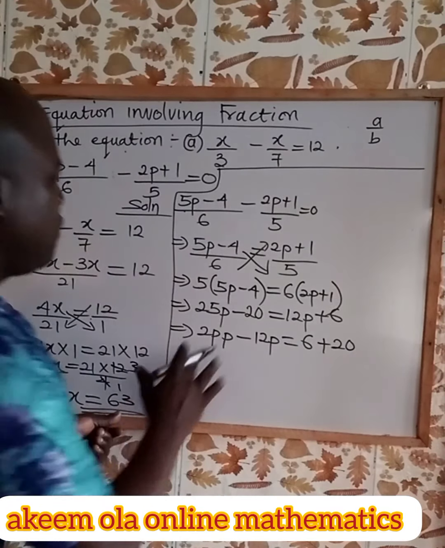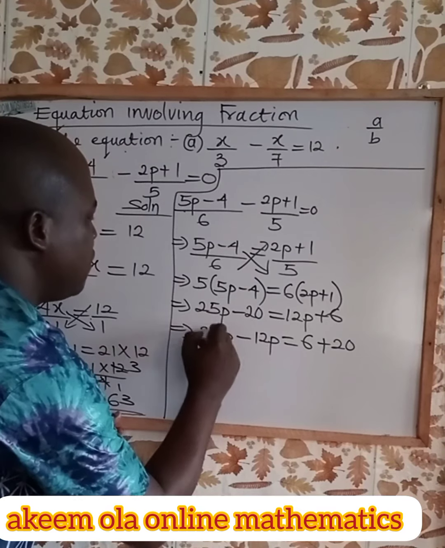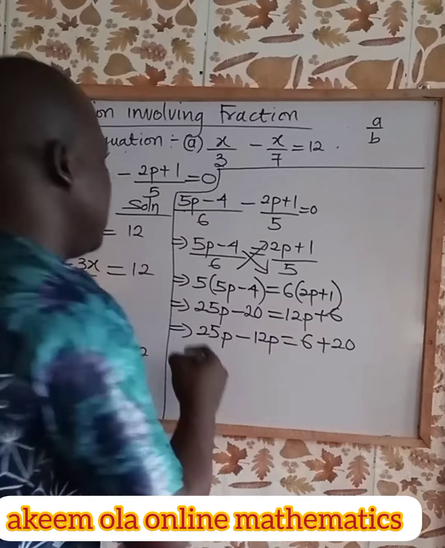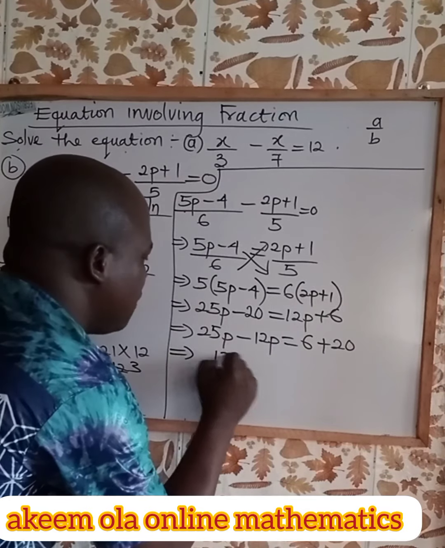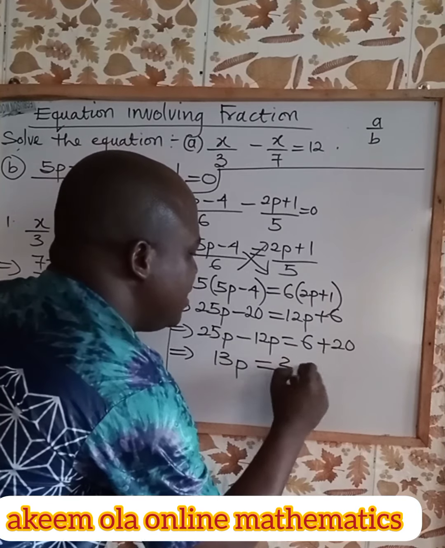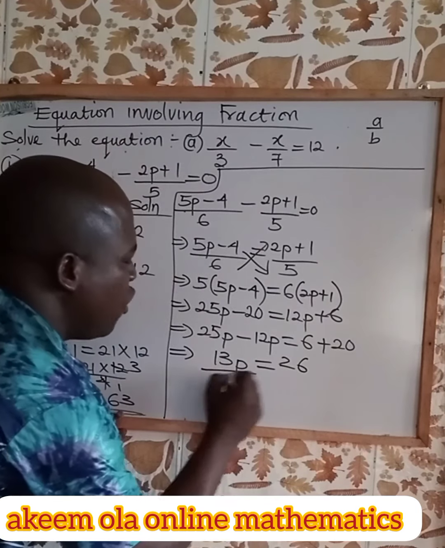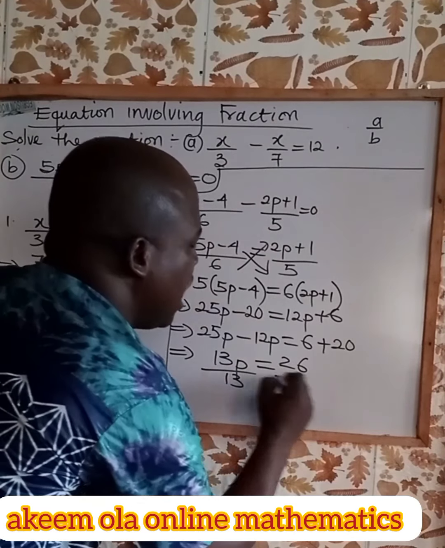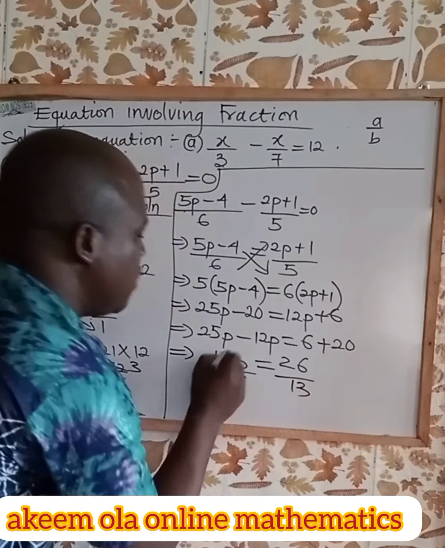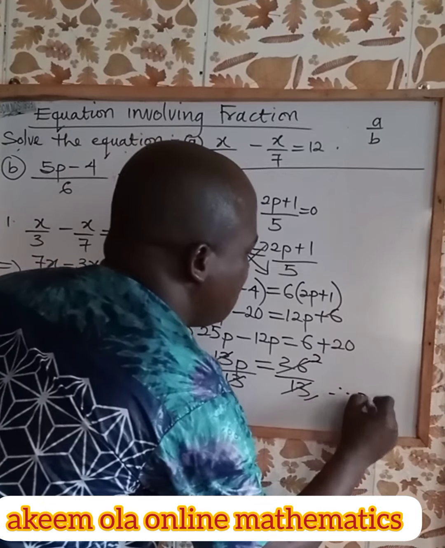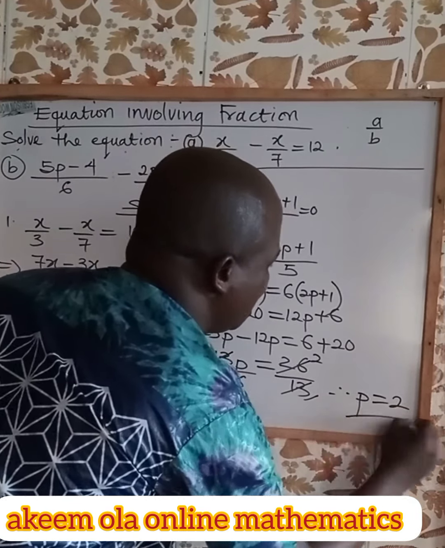So 25p minus 12p will give us 13p. We have 13p, which is now equal to, 6 plus 20 will give us 26. I can divide both sides by the coefficient of p, which is 13. So this one we cancel. 13 here is 1, 13 here is 2. So therefore, our p is equal to 2.